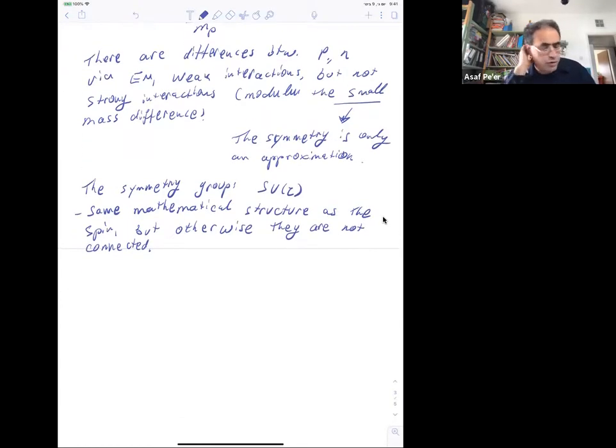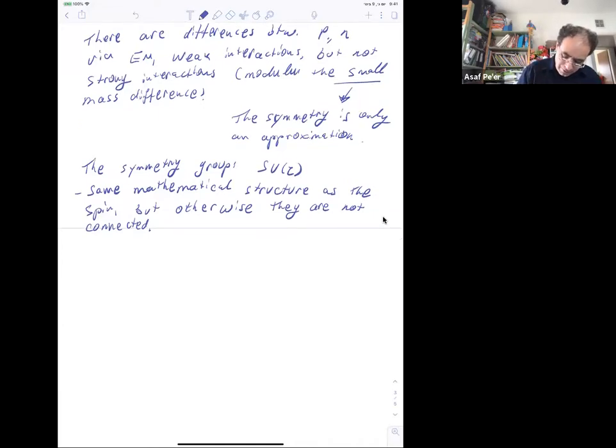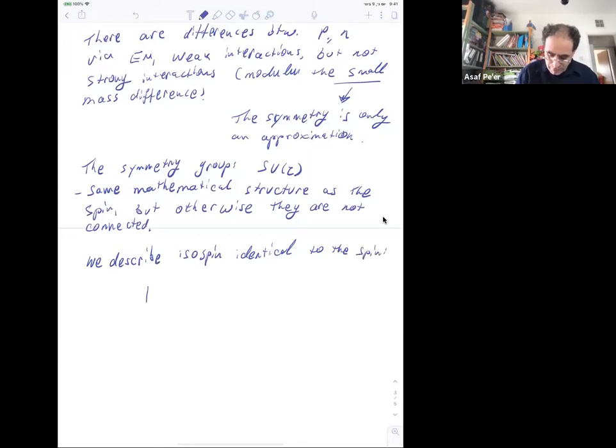right? I, which is the total isospin, and I3, which is the component of the isospin vector in a given direction. So, we can describe isospin identical to the spin, I and I3. Right, this is a state which describes the isospin, which in our case will be the proton and the neutron.